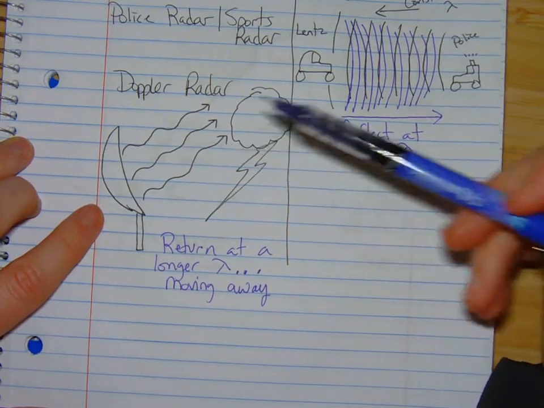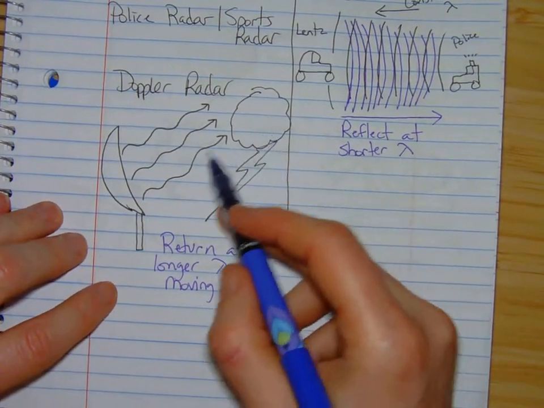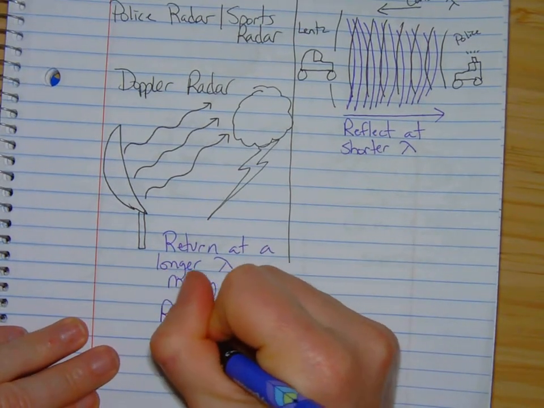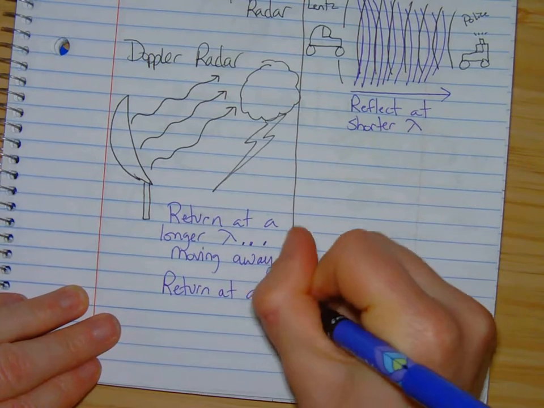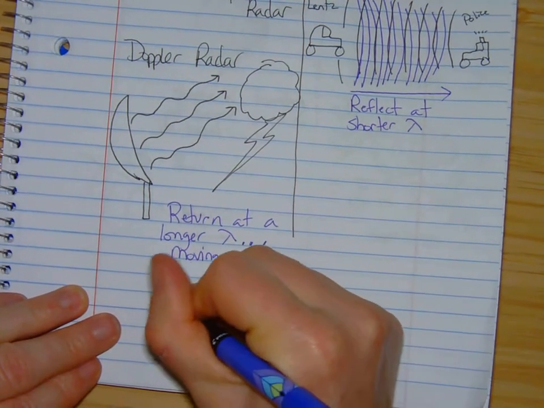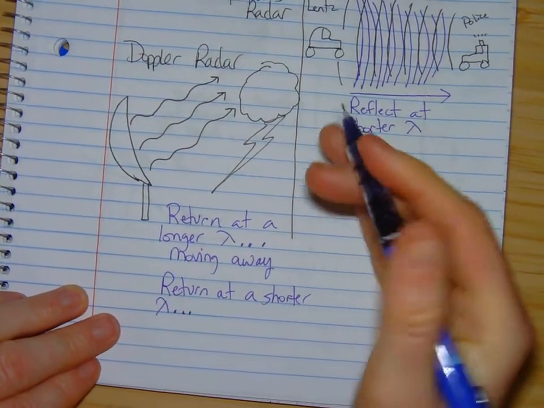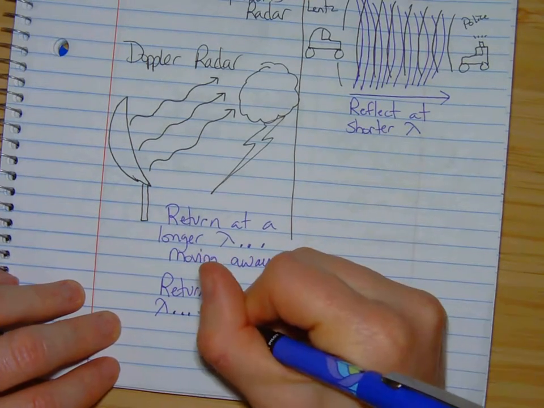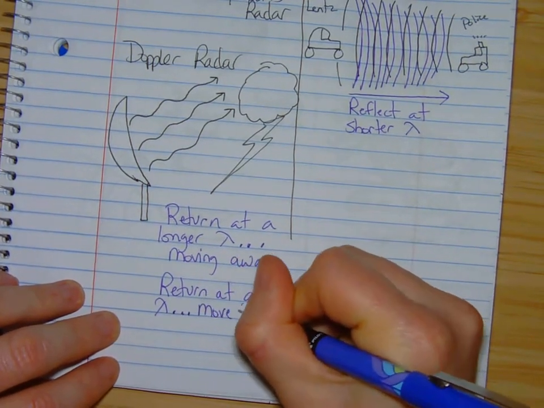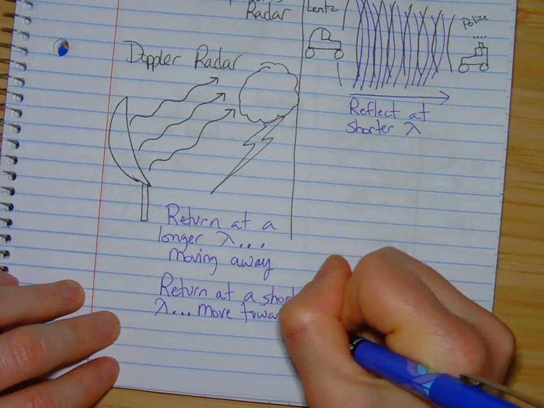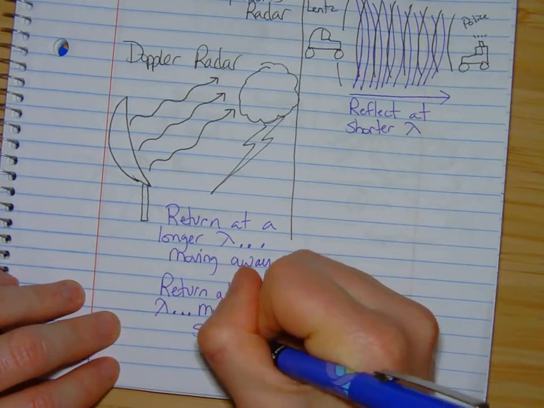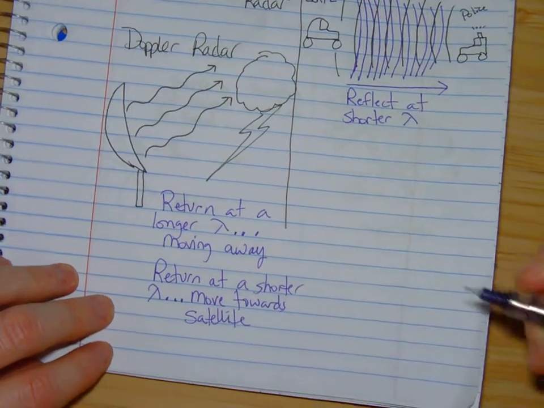All right, so that would be when the forecaster says, all clear to go to school, we're not going to get anything. All right, but if the waves come back and they return at a shorter wavelength than they were sent out, so at a shorter wavelength, that's when they're going to tell us that we've got a storm moving towards us, or towards the satellite that's sending these out.